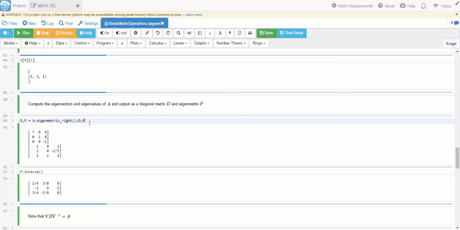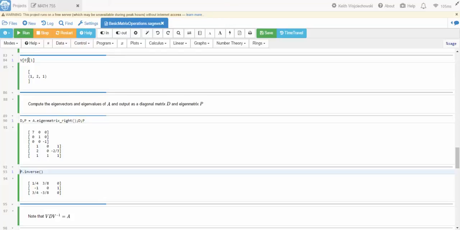Now, what I'm going to do here is, I get two outputs when I compute eigenmatrix right with the parentheses. And I encourage you to examine what eigenmatrix left would do. The outputs are going to be D, comma, and P. Now D is going to be a diagonal matrix with the eigenvalues, and P is going to be the matrix of eigenvectors where the columns are the eigenvectors. And these should look familiar to you, right?